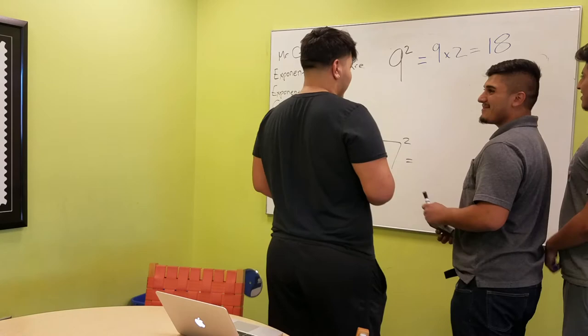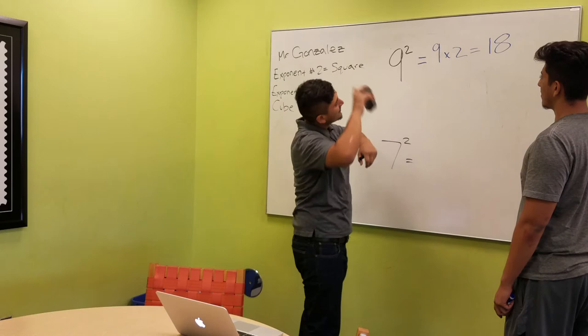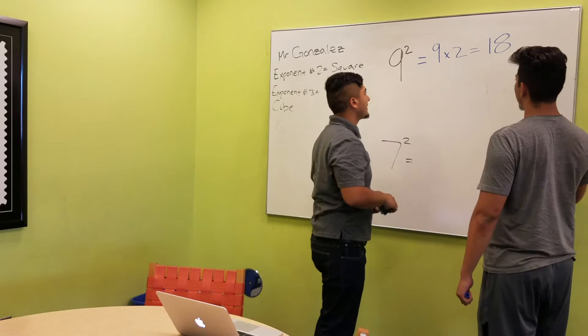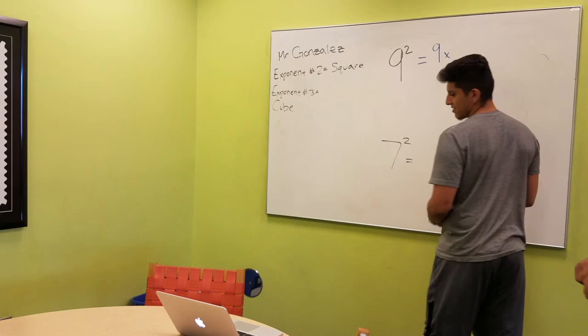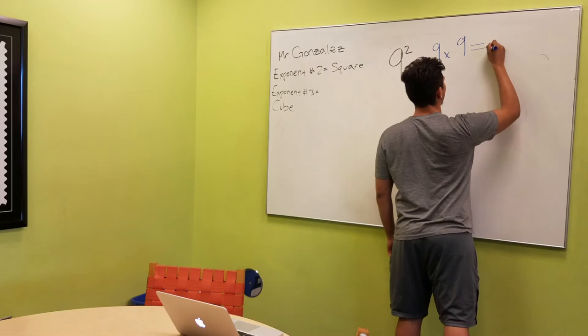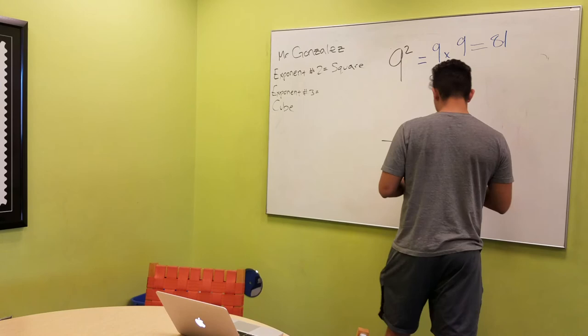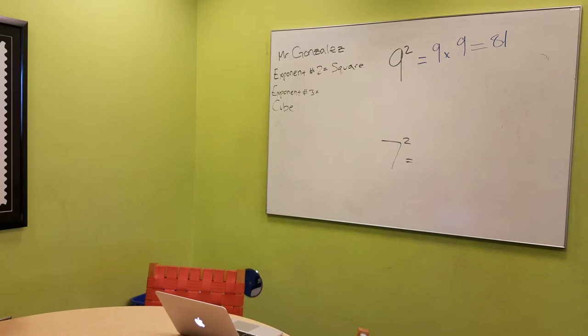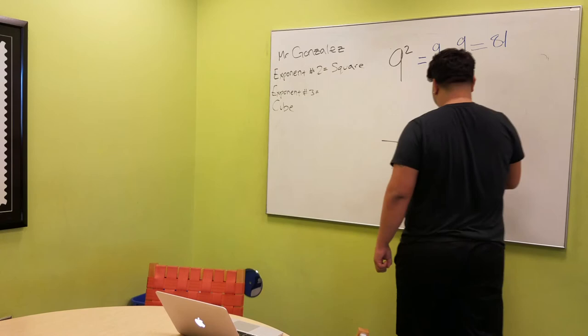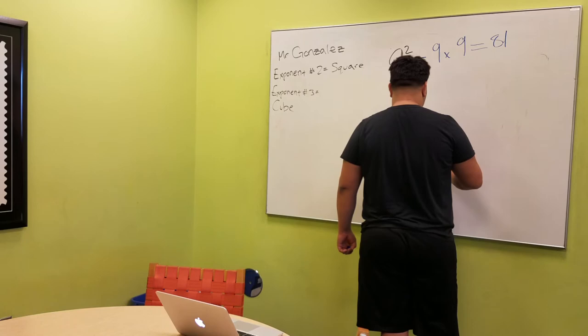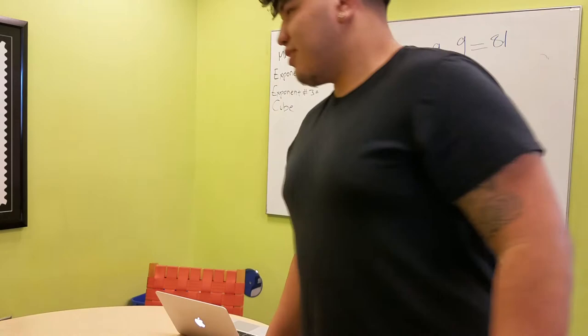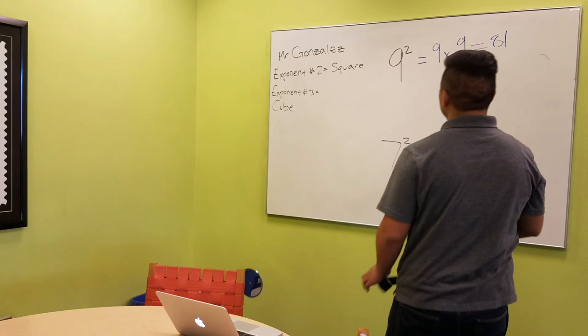All right, so I said 9 to the power of 2 equals 9 times 9. This number twice. Can I use an eraser? Yes, go ahead, sir. Correct. Go ahead, Mr. Joseph. Correct. All right, so I just taught you how to do squares.